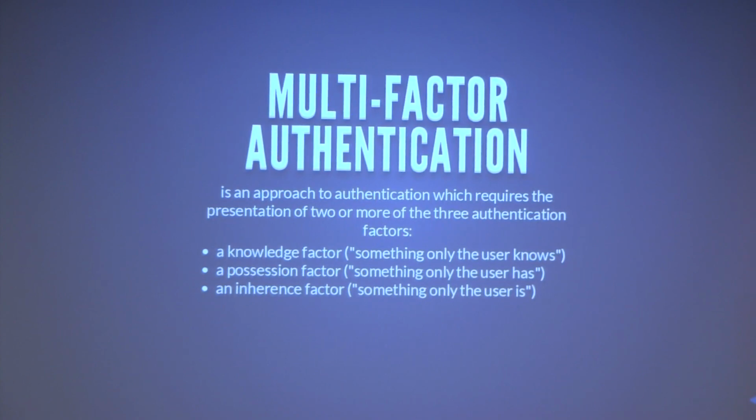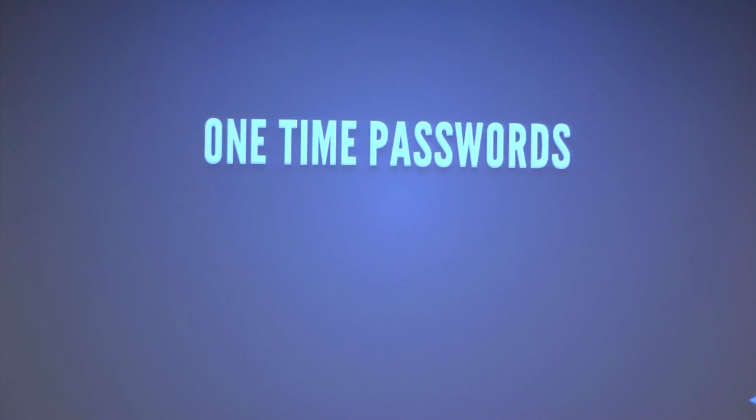So we're going to focus on the possession factor, and specifically that of the one-time password. There's multiple ways one-time passwords can be implemented. Some common ones are SMS and email. Usually these you get just a random code that is your password. There's the YubiKey, which we'll talk about here in a second, and HOTP and TOTP, which stand for HMAC one-time password, and time-based one-time password.